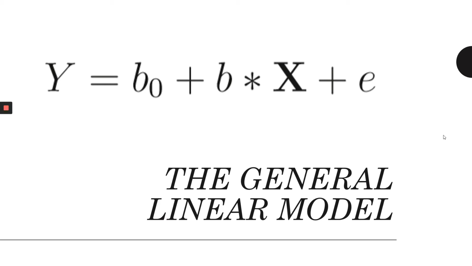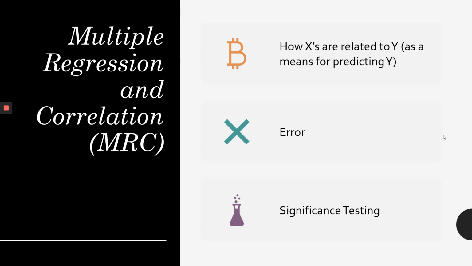So the GLM is a theoretical model for predicting real phenomena. Our data are samples chosen to represent these phenomena. So the components of our model are estimates used to make inferences about the population as a whole. Since we have multiple predictors, we're going to use multiple regression correlation, that's MRC. Since we're following the GLM, we're going to see how the x's are related to y as a means for predicting y.